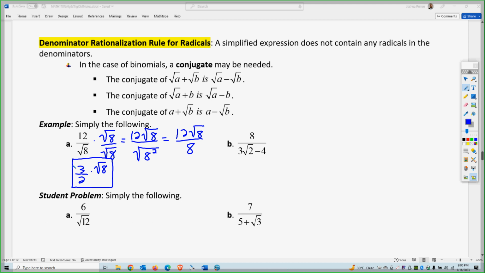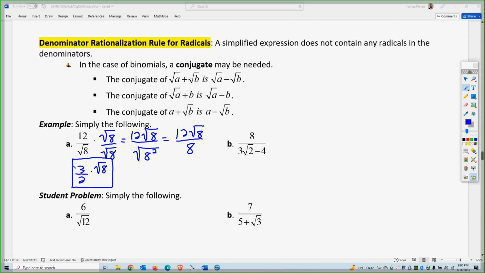Okay, so the problem is when you have multiple terms on the bottom, whether it's 2 terms or 3 terms, or whatever the case may be, you're going to have to use some kind of conjugate to get rid of the radical in the denominator. So in this case, I have 2 terms on the bottom. So I have 3 root 2 minus root 4.